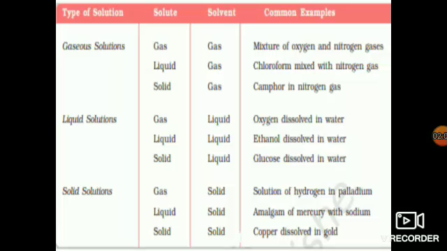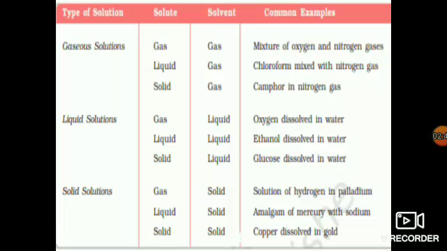Next, here is the table that gives us 9 types of solution. Now how do we get these 9 types of solution? By mixing and matching different physical states of solute and solvent, we get these 9 types. Whenever we talk about a gaseous solution, your solvent must be gas, and the solute may be gas, liquid or solid. Same way, when we talk about a liquid solution, the solvent is liquid, and the solute may be gas, liquid or solid. Same as solid solutions: here the solvent is solid and the solutes are gas, liquid and solid.